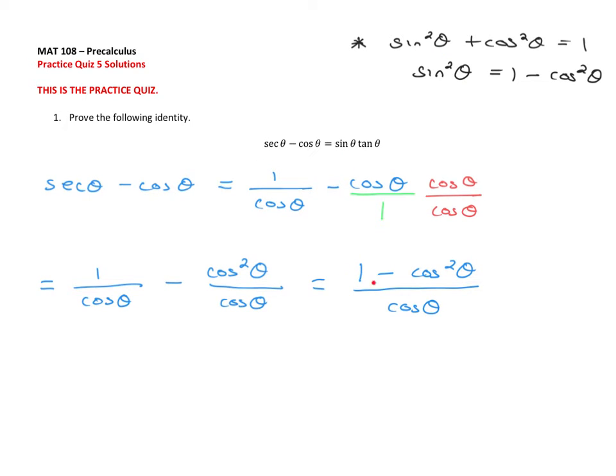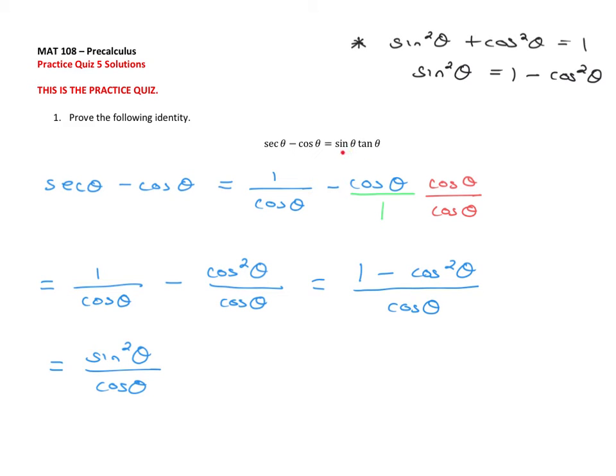That all being said, this is 1 minus cosine squared of theta. I'll replace it with something simpler, sine squared of theta. So we have sine squared of theta over cosine of theta. And our target is to get to here, and we're getting kind of close.